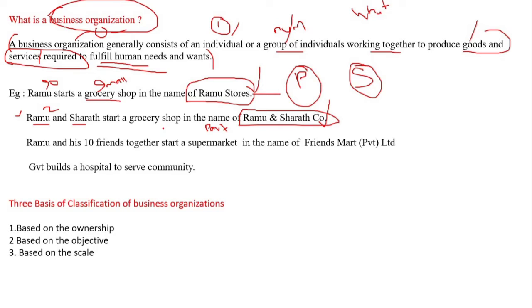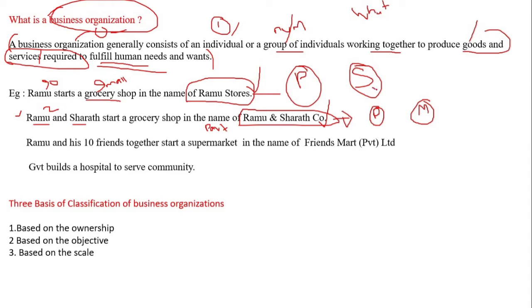Grocery shop will produce goods and services that will fulfill human needs and wants. Still, the grocery shop is a business organization. Ramu and Sharat Co. is a business organization. What's the purpose of a partnership? Right? Earning profit. Earning profit. It is a medium size one. Medium size grocery shop.